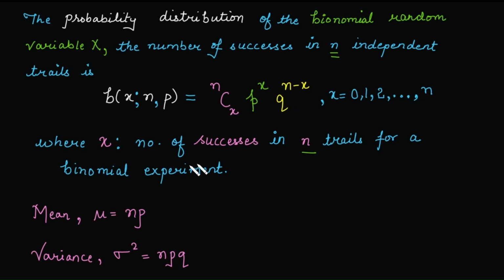In this case, the mean is calculated as the number of trials times the probability of success, and that is denoted by mu. And the variance is represented by sigma squared, that is equal to the number of trials times the probability of getting a success times the probability of getting a failure. So this value is further calculated as n p (1 minus p).